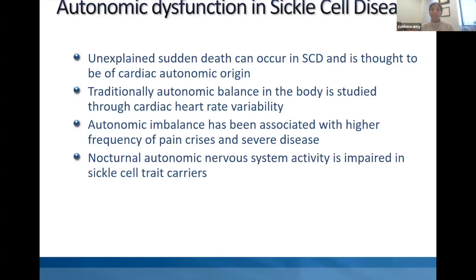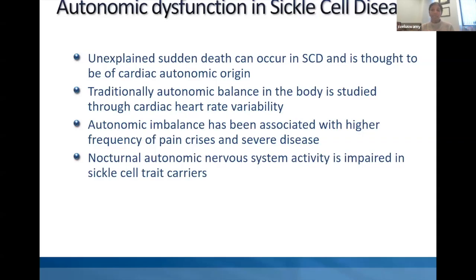The other thing that was also noted was that when you're having these autonomic imbalances and heart rate variability changes, there were several studies published that showed that these patients actually had a higher frequency of pain crises, and they had more severe disease. But what was actually connecting these phenomena has not been fully described. And interestingly, even our sickle cell trait carriers were noted to have some autonomic nervous imbalance in their sleep.